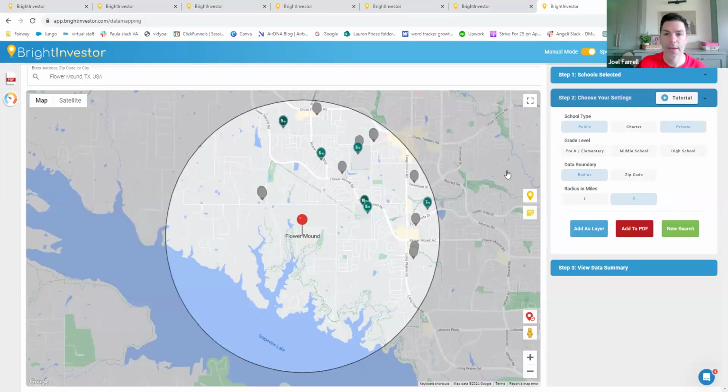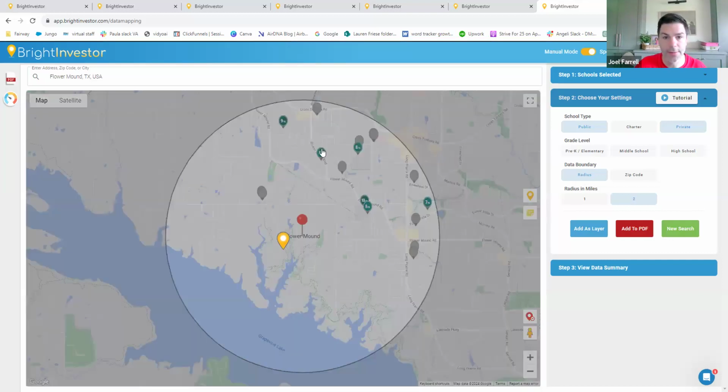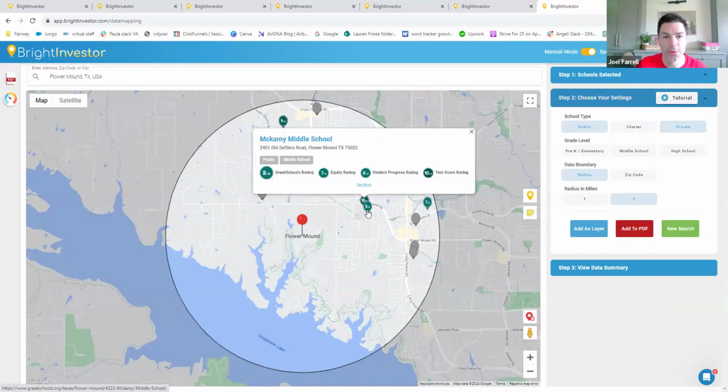And then another setting was just looking at schools, and you look at some of the schools. So quite a few schools nearby, and then 10s, 8s. So those are all good school districts in the area.